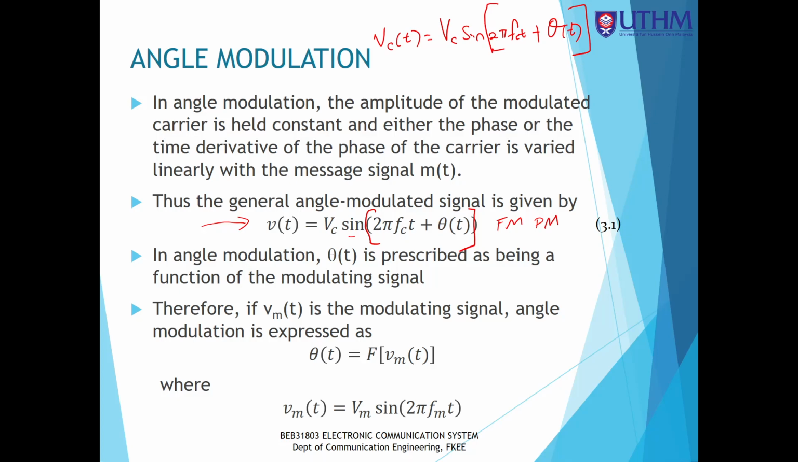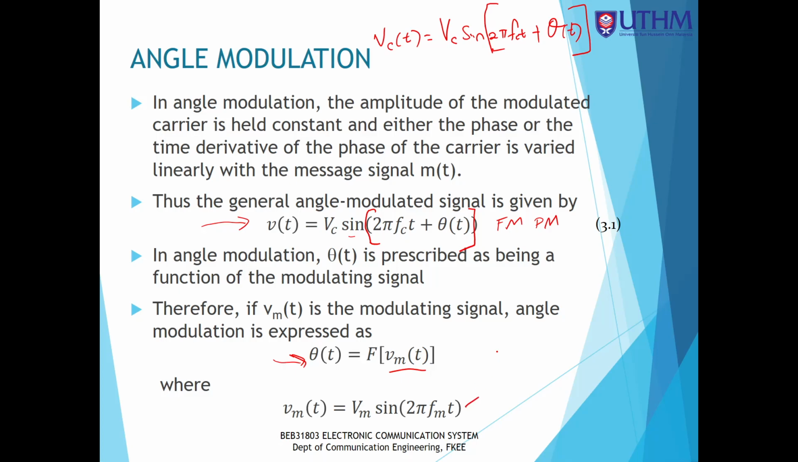From this general equation, only the theta parameter will change. Theta t is a function of time, which consists of the modulating signal. Theta t is a function of the modulating signal, and Vm t, again we use a sine wave, Vm sine 2 pi fm t.